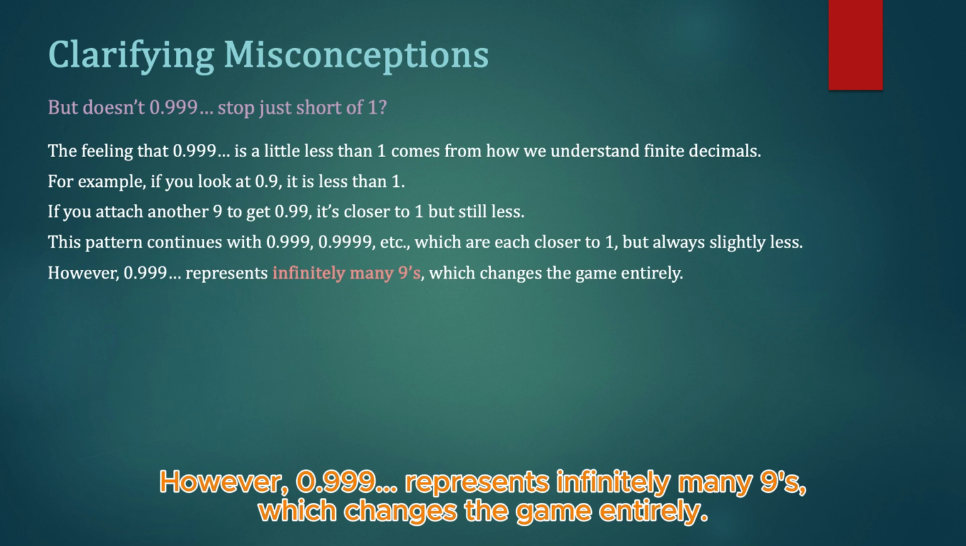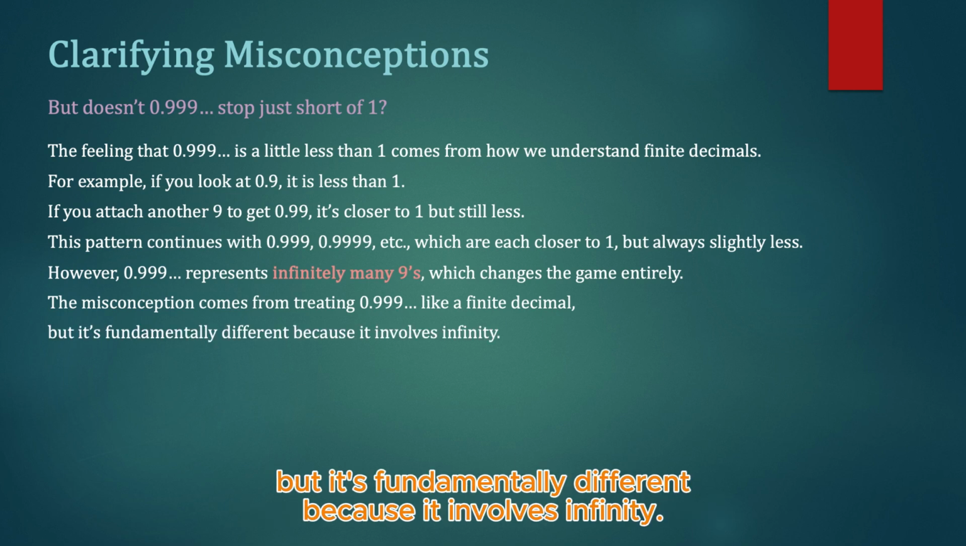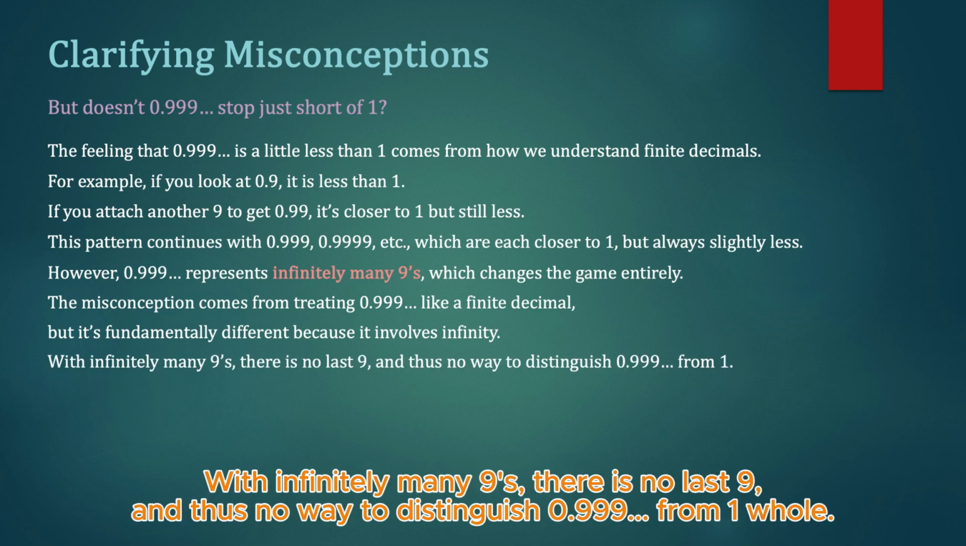However, 0.9 repeating represents infinitely many 9s, which changes the game entirely. The misconception comes from treating 0.9 repeating like a finite decimal. But it's fundamentally different because it involves infinity. With infinitely many 9s, there is no last 9, and thus no way to distinguish 0.9 repeating from 1 whole.